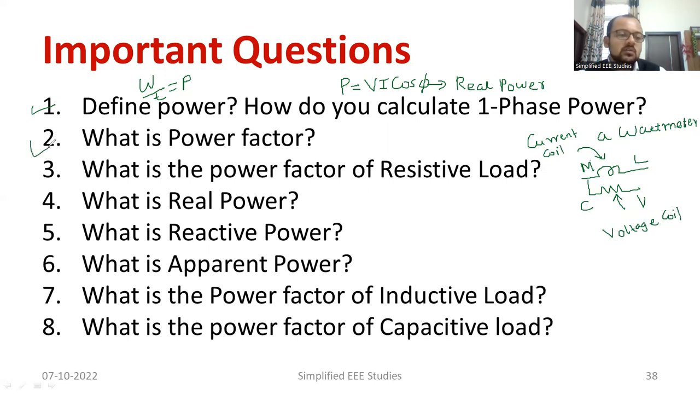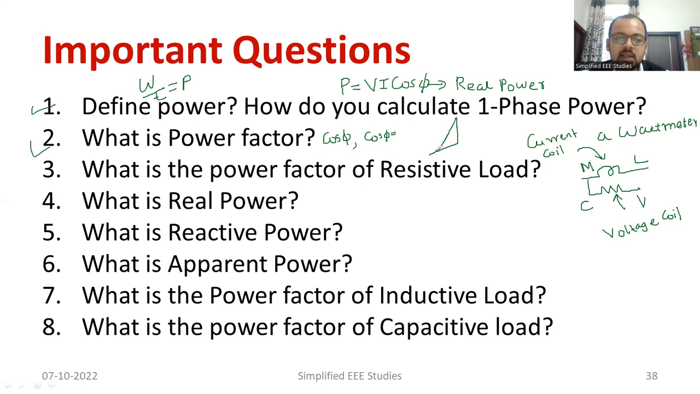The second question is, what is power factor? There are three definitions, and any definition can be given. Power factor is denoted by cos phi. It is the cosine of the angle between voltage and current. That is the first definition. Another definition: the power factor is the ratio of the real power to the apparent power. If you draw a power triangle, you can calculate the cos phi like this.